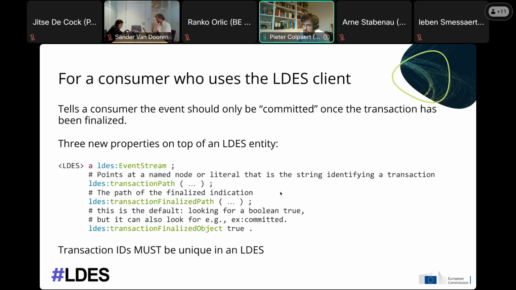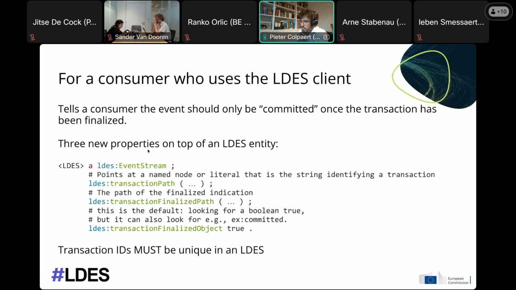And the idea is to introduce three additional properties on top of an LDES event stream that follow the same idea as what we do now with, for example, the versionOfPath, or the timestampPath even. We point at a specific property inside the member that can indicate something to the client. So we are tending to really make LDES a specification that really points at things within the member that can help you to achieve a certain consumer functionality.